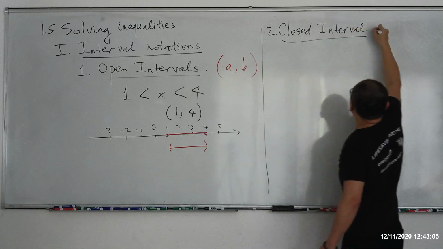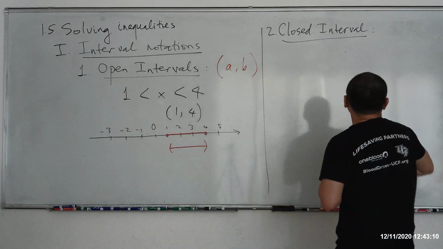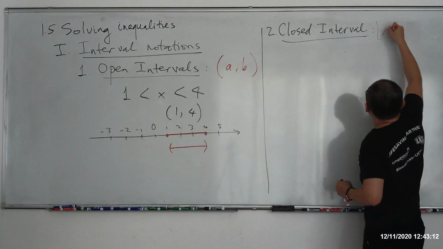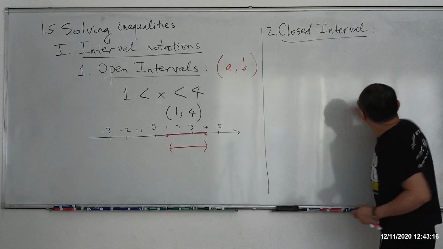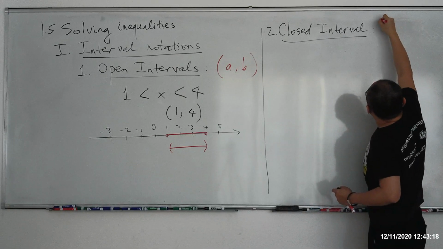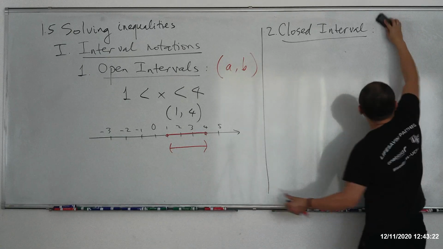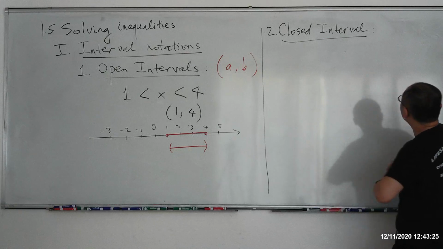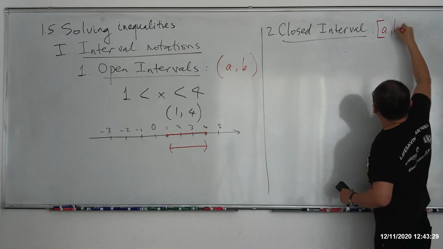All right. And the closed interval is denoted using square brackets. Is that too light? Let me rewrite it, make it darker. There you go, [a, b].